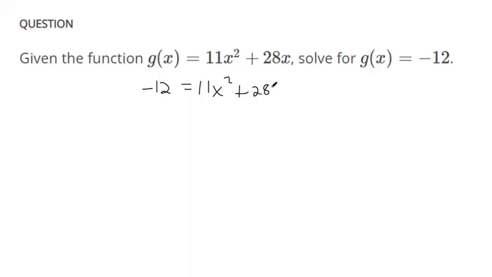Okay, now we've got to solve this equation. And it's good to recognize that x has 2 as the highest power, so this is quadratic. So we like to set quadratics equal to 0. So I'm going to add 12 to both sides.